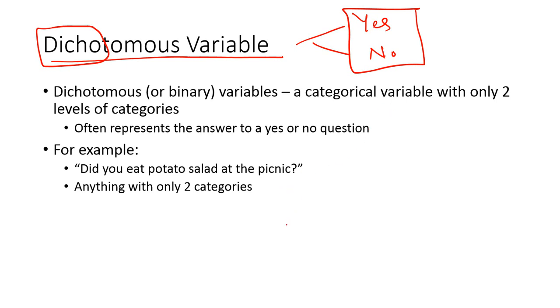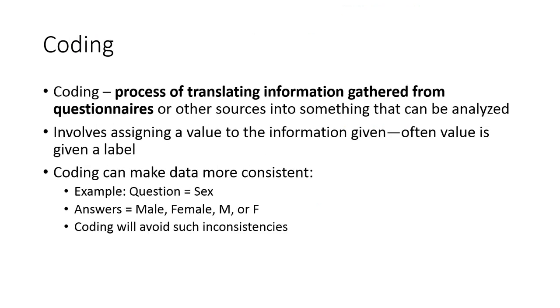So yeah, dichotomous variables are something where you get only two categories, yes or no. And dichotomous variables can be ordinal or nominal, depending on what the variable is. Coding is an important part of when you get your data through surveys. You cannot directly use them. You have to transform them before they are usable.